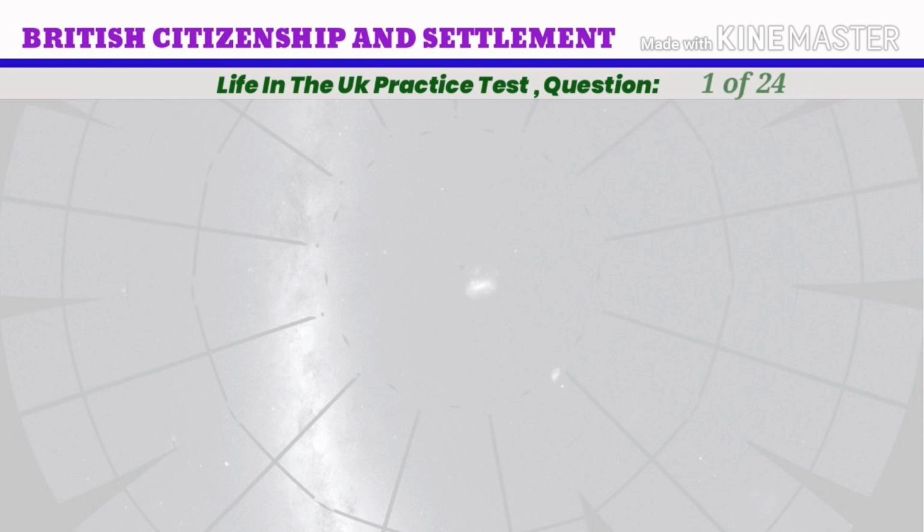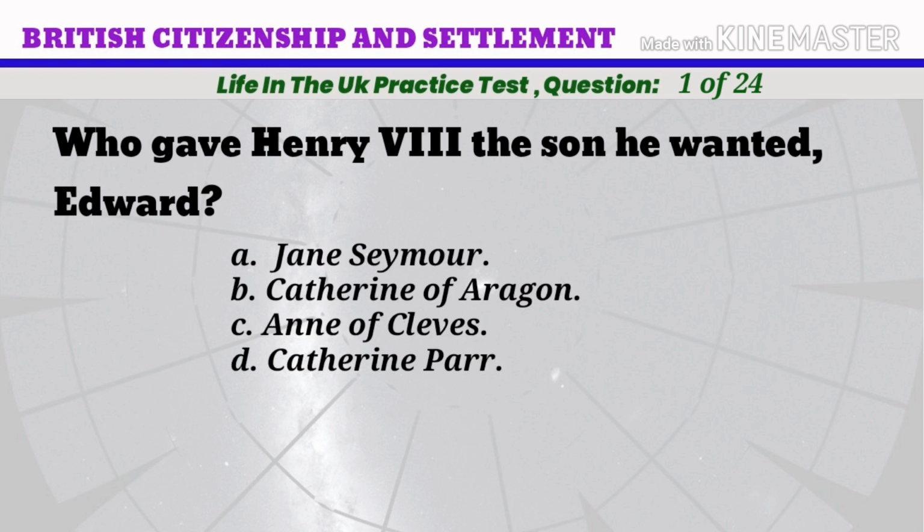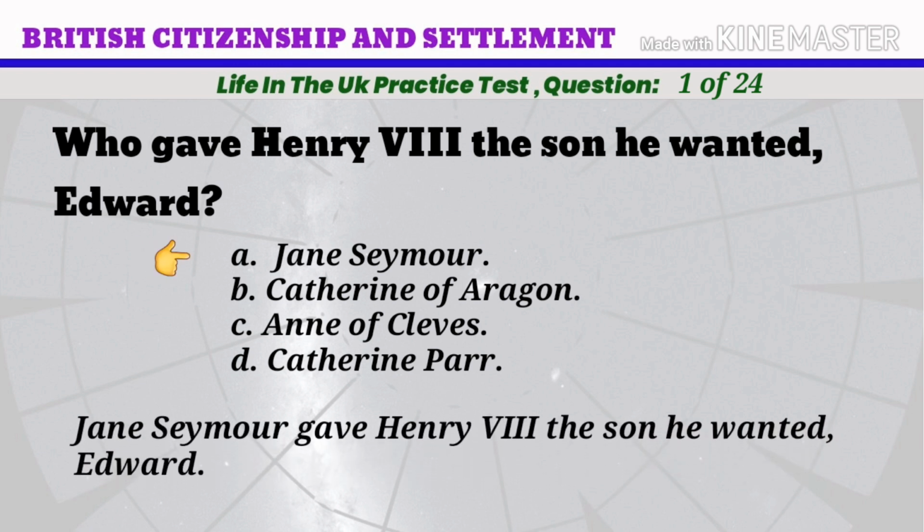Life in the UK practice test question 1 of 24. Who gave Henry VIII the son he wanted? A. Jane Seymour. B. Catherine of Aragon. C. Anne of Cleves. D. Catherine Parr. The correct answer is A. Jane Seymour. Jane Seymour gave Henry VIII the son he wanted.